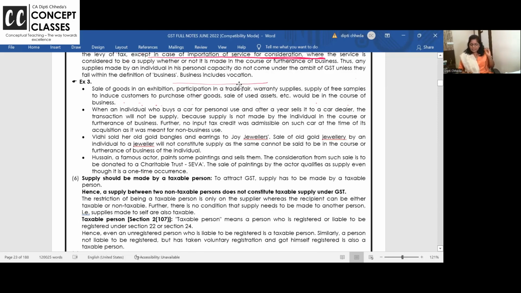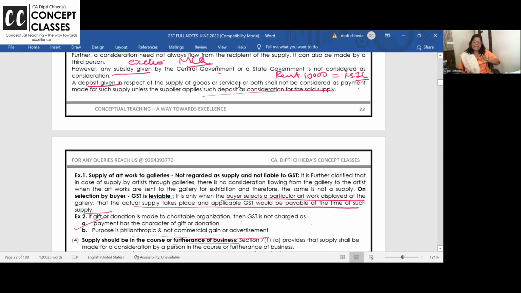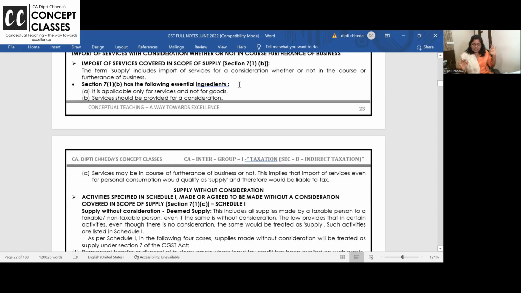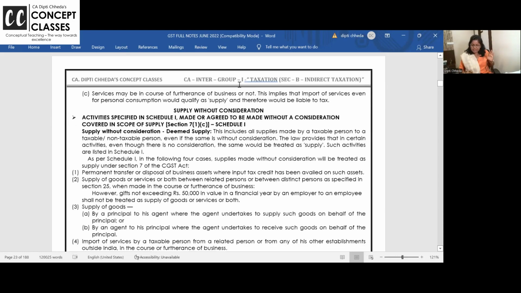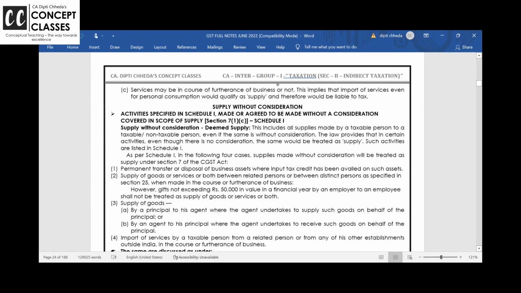We will continue this tomorrow because this will take time. We are going to do the ingredients of supply again in the next class tomorrow, and then tomorrow we will start with the cases.